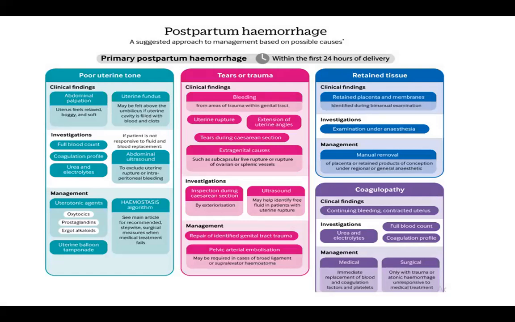Now, this is the chart that is taken from the BJOG, the British Journal. So it can be primary postpartum hemorrhage. It is a very good chart in which there are all the clinical findings, what investigations we will do, and how to manage one by one. Like if it's poor uterine tone, then what clinical findings we will get in the patient: the uterus will be relaxed, bulky, and soft, as it was in this patient. So we will go for the investigations: full blood count, coagulation profile, urea electrolytes, and also if the patient is not responsive, we might need to go for the ultrasound as well.